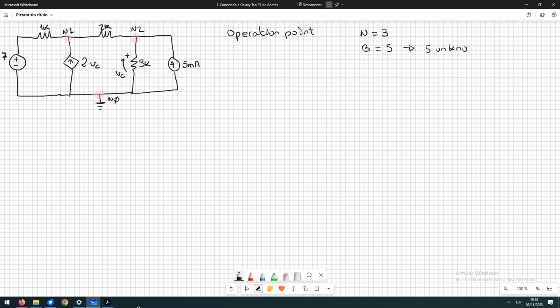Which are going to be our unknowns? Sorry, it's difficult to write with this pen. So the unknowns are going to be the currents in the branches where there is no current source, and the voltage of the current sources in the branches in which we have current sources. So in this branch we don't have a current source, so this is going to be, for example, current 1, and I'm going to choose the directions I want.